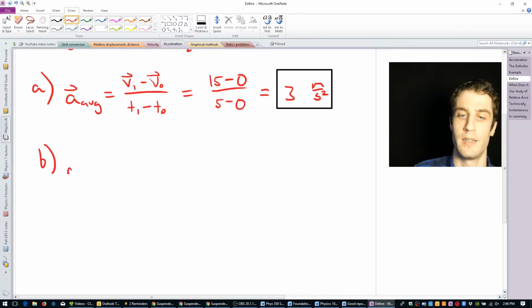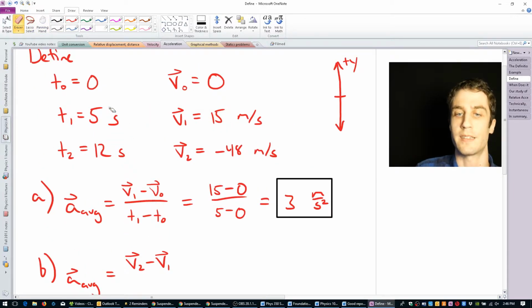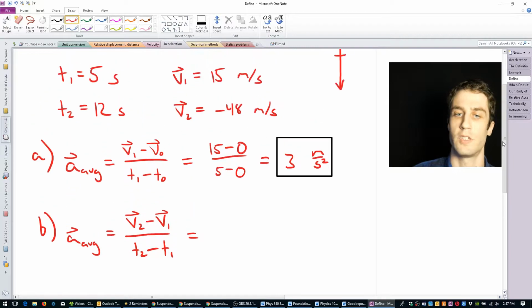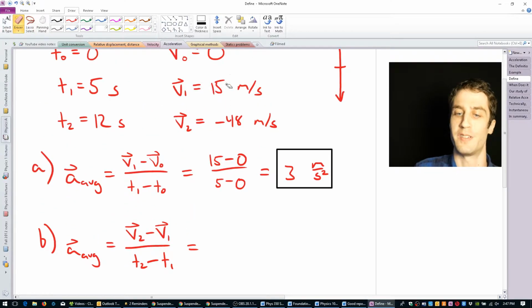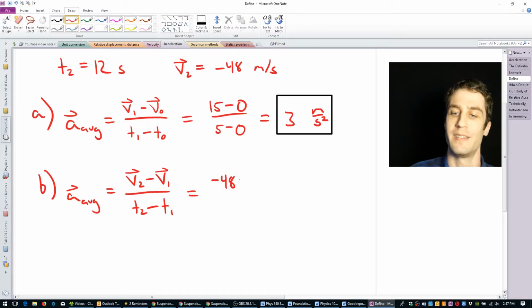So, what's that? Average acceleration is the final velocity, v2, minus the initial velocity. These are just the last 7 seconds, and so our starting time is at the 5 second mark. So it's v2 minus v1 divided by the corresponding time interval, t2 minus t1. So I think yes, this is v2 minus v1 over here. Okay, but the point is that we get negative 48 minus positive 15 divided by 12 minus 5.